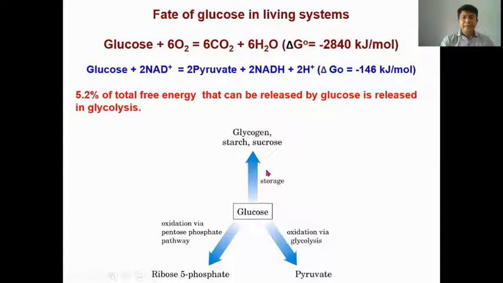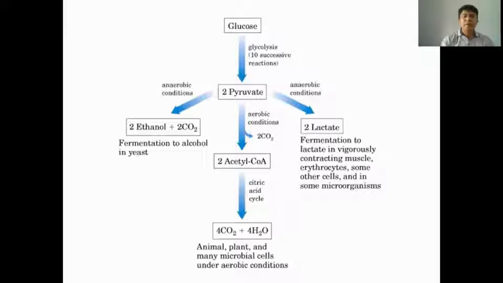Glucose can be stored in the form of glycogen, starch or sucrose in different organisms, plants, and so on. Glucose can also be used for the synthesis of intermediates like ribose 5-phosphate via the pentose phosphate pathway, or it can be oxidized to pyruvate via glycolysis. Under anaerobic condition, the pyruvate that is formed can be subjected to ethanol production or lactic acid production. But under aerobic condition, pyruvate formed upon glycolysis of glucose can be further oxidized to acetyl-CoA, which enters the TCA cycle and gets completely oxidized to carbon dioxide.